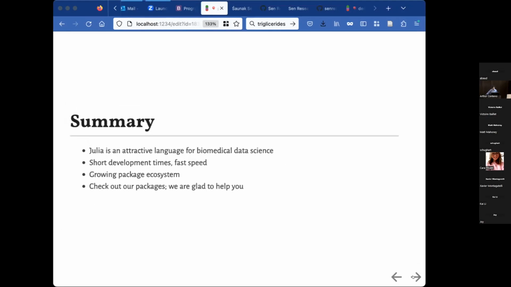So in summary, Julia is an attractive language for biomedical data science. Take a look. We are happy to talk about it. Short development times, fast speed.